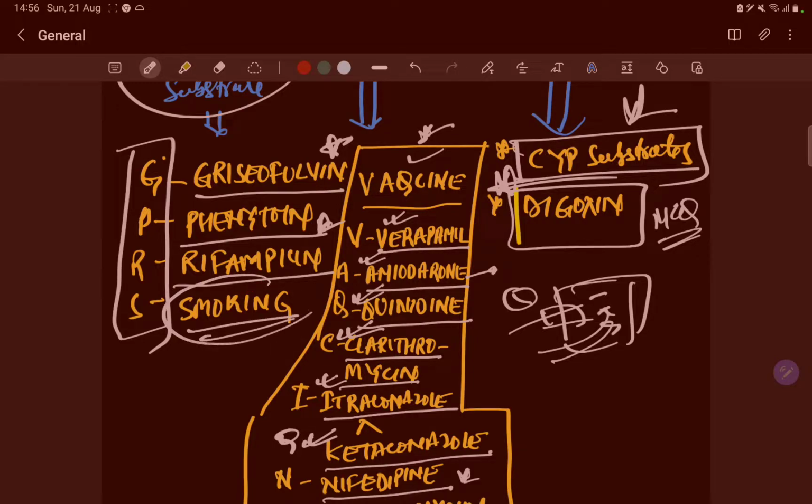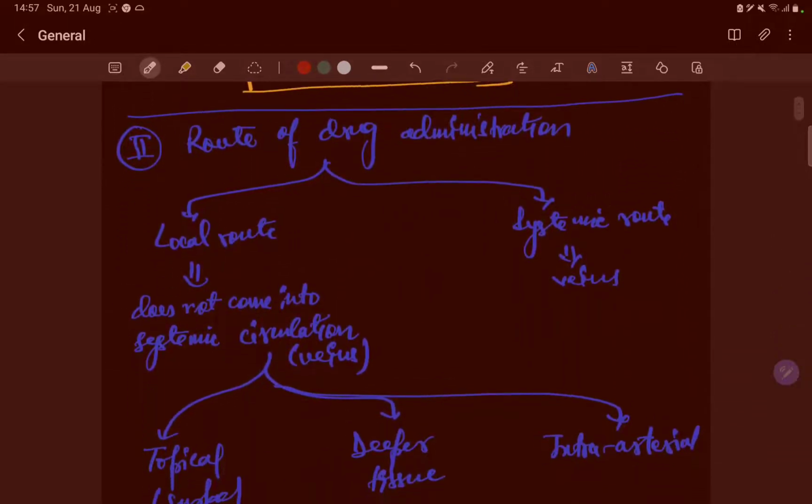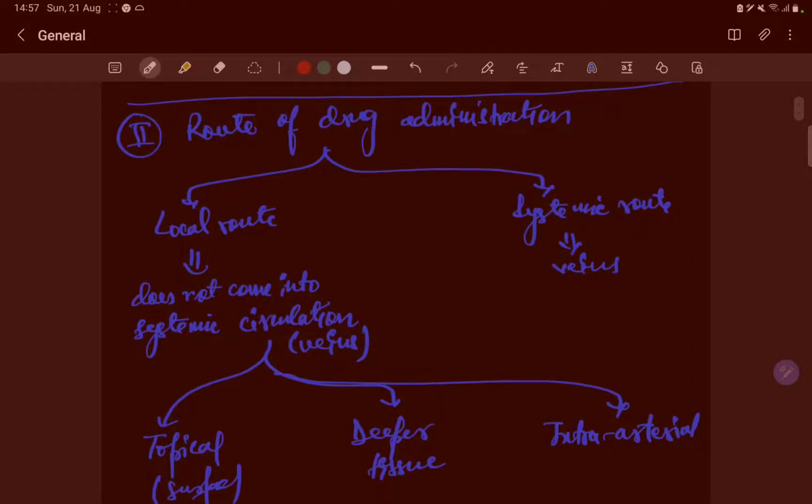This smoking is very important. Smoking is a P glycoprotein inducer. So what will smoking do? It will flush out all the drugs which are going through the P glycoprotein. So smoking is a very important example, and this is a potent MCQ and a viva question. What will smoking do with P glycoprotein? It will increase the activity of the P glycoprotein.